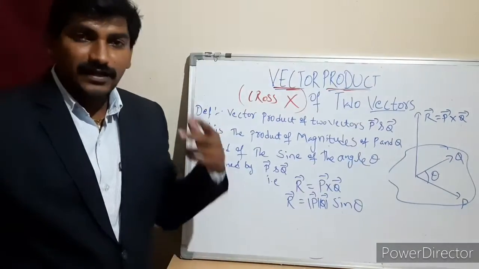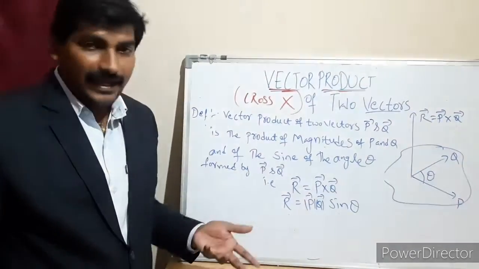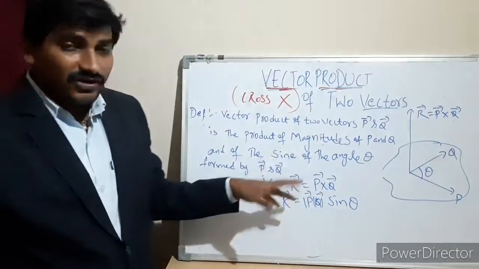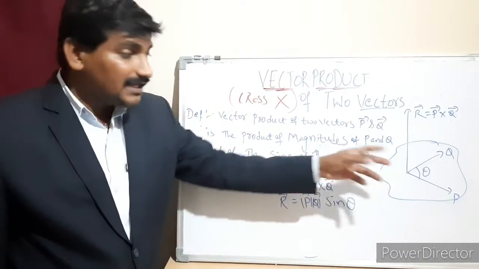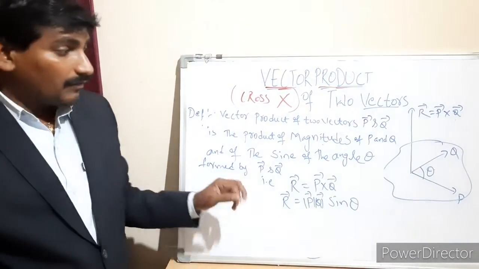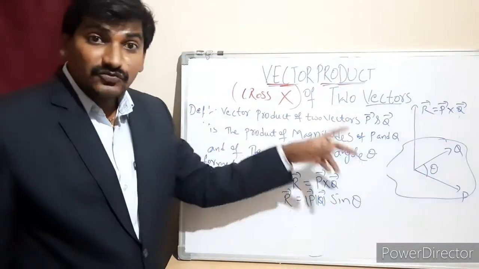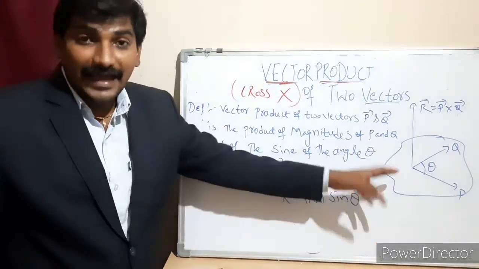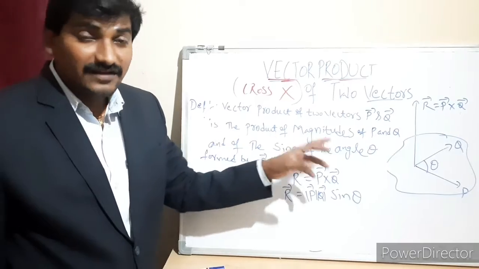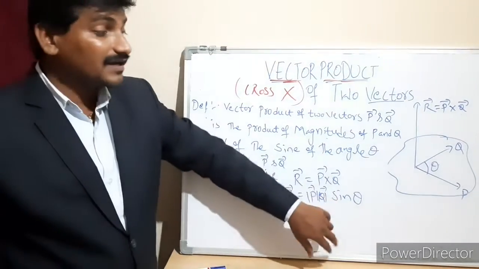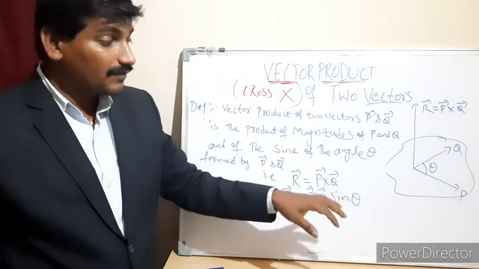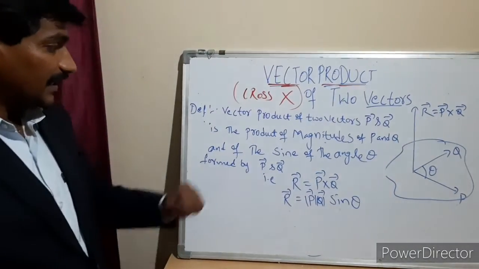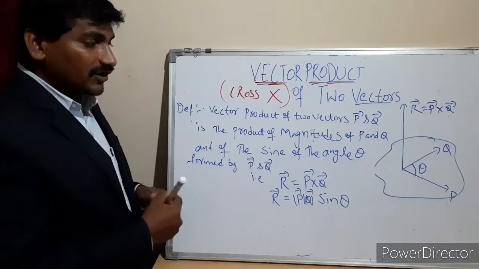Let me tell you, there are any two vectors in any plane which make an angle theta between them. The product of those two vectors is equal to the product of the magnitudes of those two vectors, in the direction of sine angle, which is perpendicular to those two vectors, or perpendicular to that plane. Let me tell you here, the vector product of two vectors.